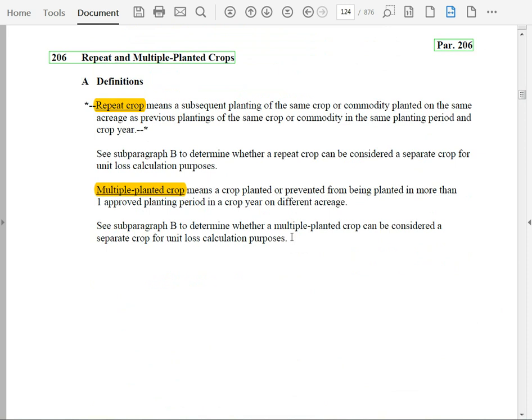Repeat crops mean a subsequent planting of the same crop or commodity planted on the same acreage as previous plantings of the same crop or commodity in the same planting period and the same crop year. A common example of this is lettuce, a short season crop which is often planted, harvested, and replanted in the same field multiple times in one season. Multiple planted crops are planted or prevented from being planted in more than one approved planting period. If a county does not have approved planting periods, then the crops which are planted multiple times in the same season would fall into the category of either double cropping or repeat planting.